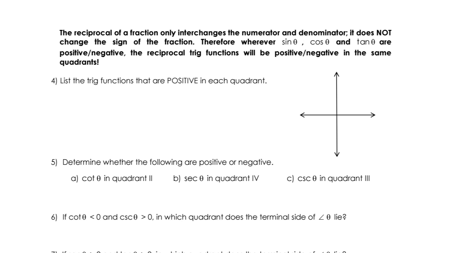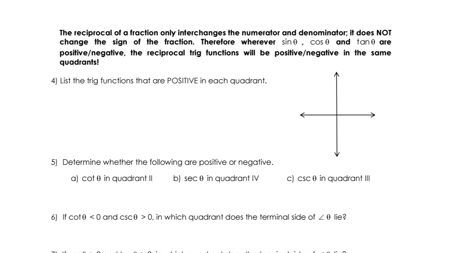Okay, so we're going to do some more practice with our reciprocal trig functions. It says at the top, the reciprocal of a fraction only interchanges the numerator and denominator. It does not change the sign of the fraction. Therefore, whenever sine theta, cosine theta, and tangent theta are positive or negative, the reciprocal trig functions will be positive and negative in the same quadrants.